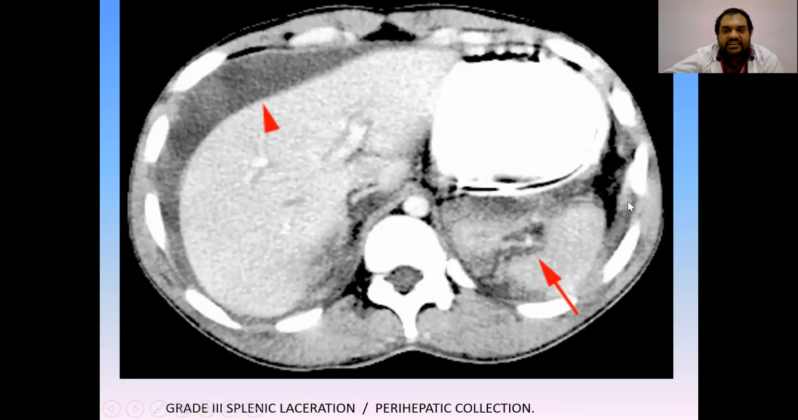This is a grade 3 splenic laceration with the perihepatic collection. You see the hypoechoic rim in the periphery of the liver, suggestive of the perihepatic collection.